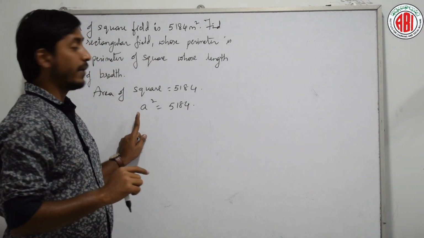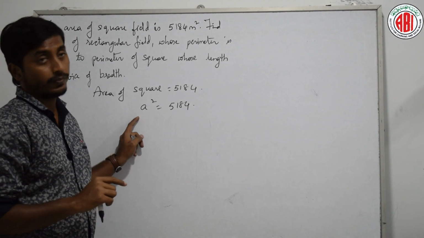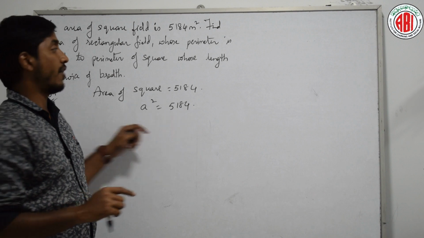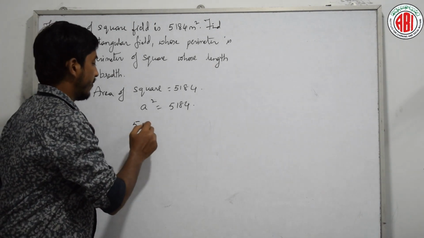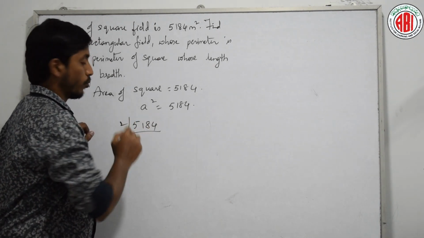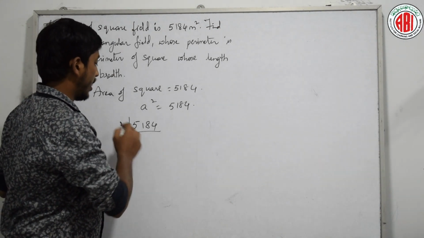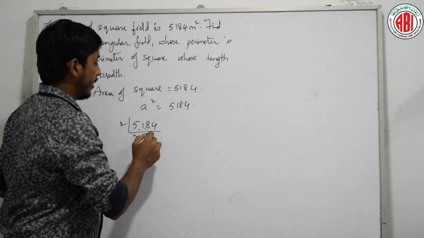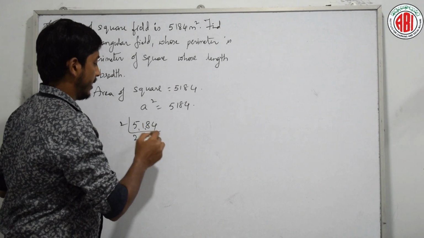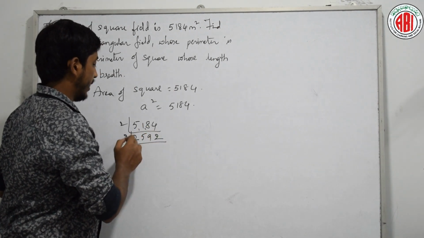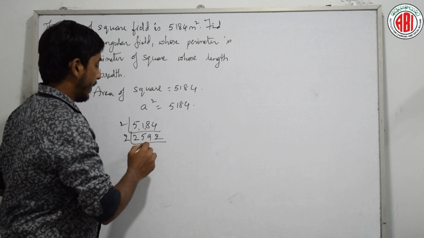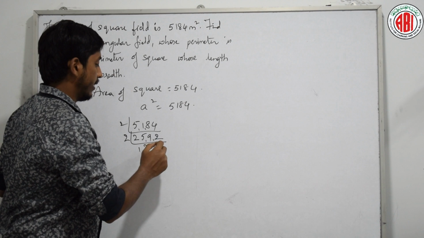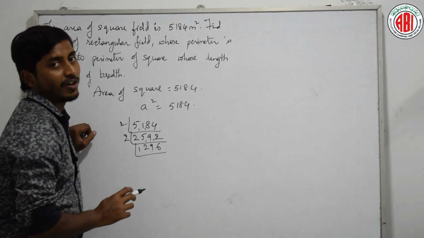In order to find the perimeter I have to find the side first. That means in order to find the side I have to find the square root of this. How do we find it? 5184: 2 2s are 4, 2 5s are 10, 2 9s are 18, 2 2s are 4. Again, next 2 1s are 2, 2 2s are 4, 2 9s are 18, 2 6s are 12. Again we got 1296.